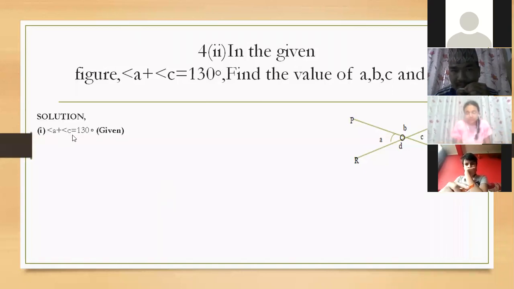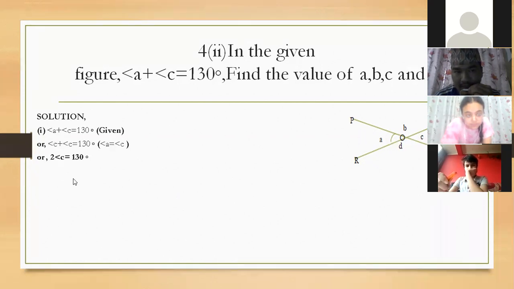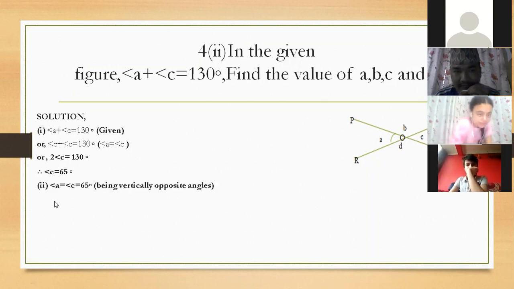Let's look here: A plus C equals 130. This is given. And in place of A, can you write C? Because A and C are equal, vertically opposite angles. That's why 2C equals 130, then C equals 65. You divide 130 by 2, you will get 65. Okay, children? Then you will get the value of angle A and angle C equal.